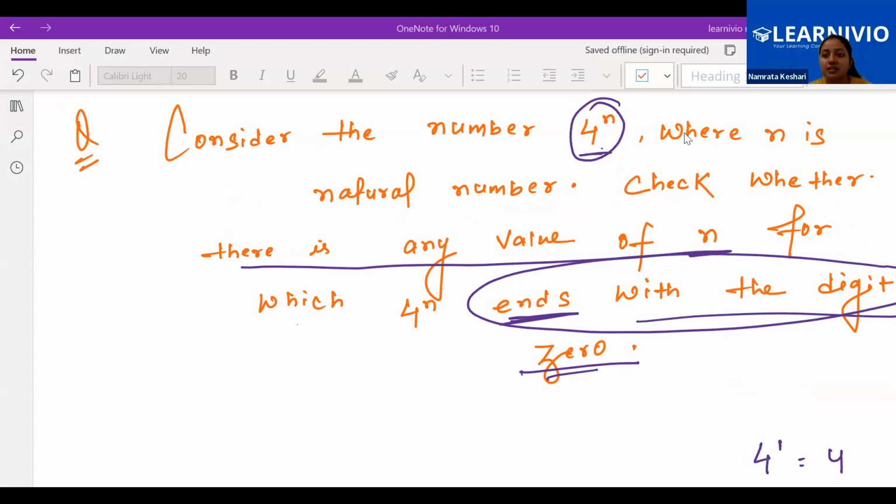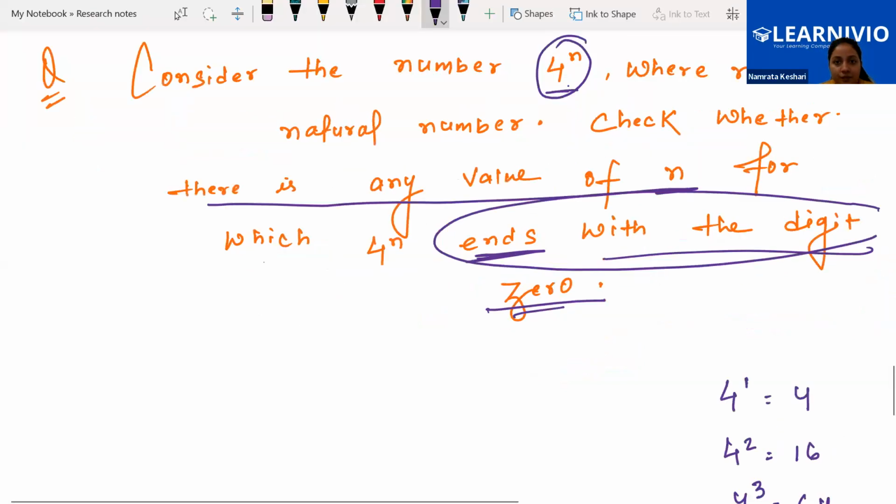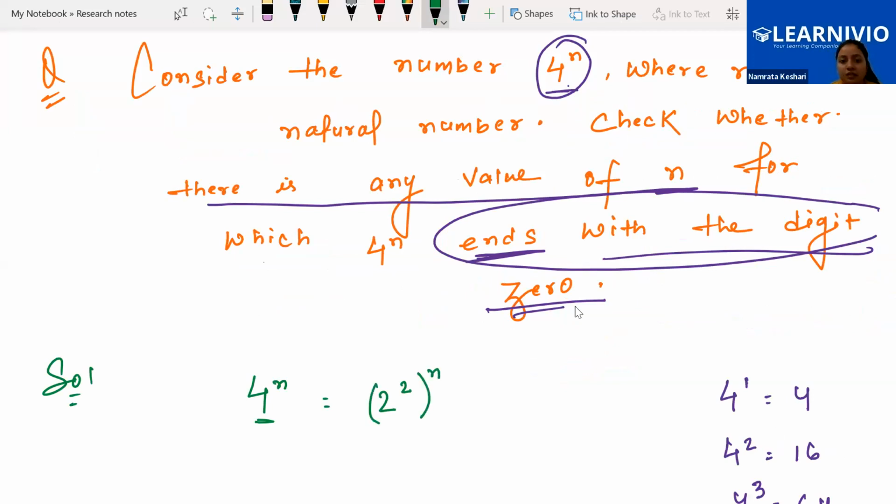So let's try solving it. Let's try finding that n which will generate the result as a 0. So 4 to the power n, we can write it as 2 squared to the power n, since 4 can be written as 2 squared. We can write it like this.